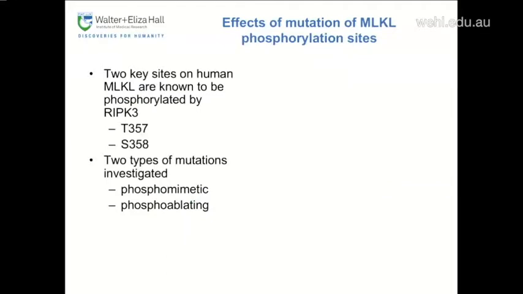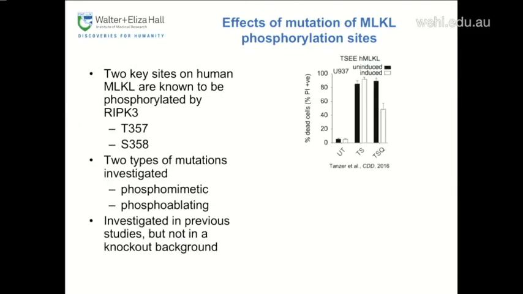All right, so the next group of mutations of MLKL I want to go through is the phosphorylation site. So there's two key sites on human MLKL that are known to be phosphorylated by RIP3. And there's two different types of mutations that I looked at here. One is a phosphomimetic, where we change the residue from serine or threonine to a large negatively charged residue to mimic phosphorylation. And the other is ablating, where we change it to alanine to prevent any phosphorylation and to mimic, I guess, the non-phosphorylated state.